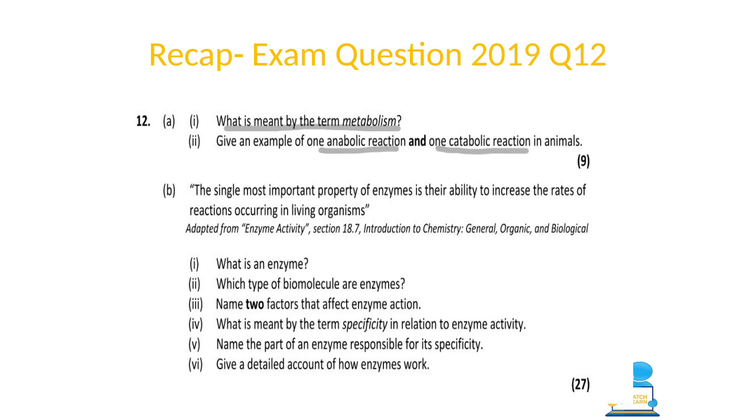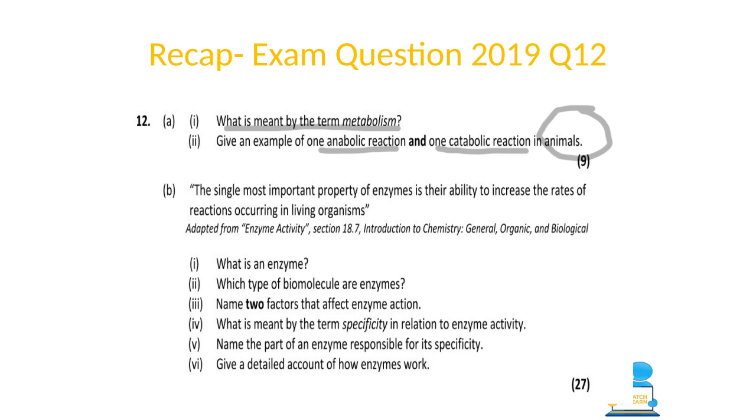Now, what is very important here is that you put a star and a highlighter around the word animals, because a key mistake that students will make in this case is they will read one anabolic reaction and straight away they'll put down photosynthesis for anabolic reaction. However, we know animals do not engage in photosynthesis. So therefore, that's a very, very easy 3 marks lost.